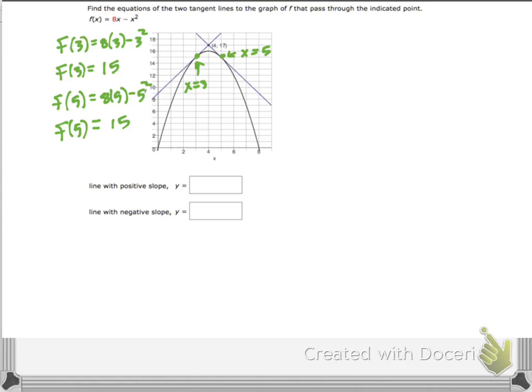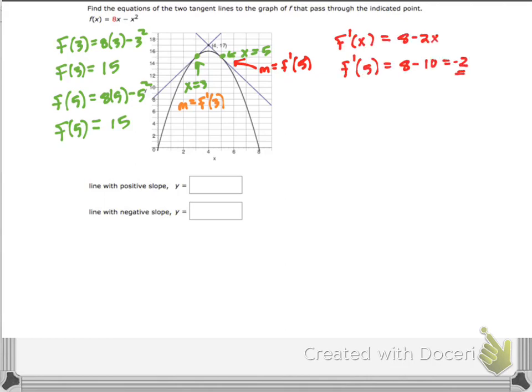Next, now that I have those points, I need the slope there, which means I need the derivative. I need f prime to get the slope of the tangent line. So f prime of 3 and f prime of 5 would be what I needed to get the slope of the tangent. So here's f prime, 8 minus 2x, and that's just using the power rule. Sorry, it skipped a little bit in there, but f prime, just using your general power rule, 8 minus 2x, pretty straightforward. I hope that's all right.